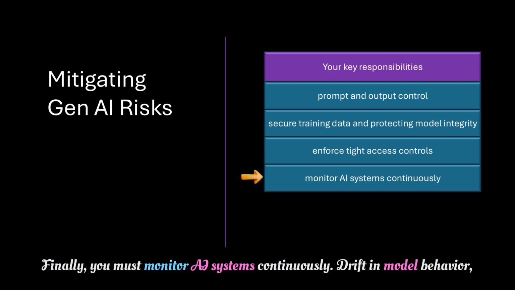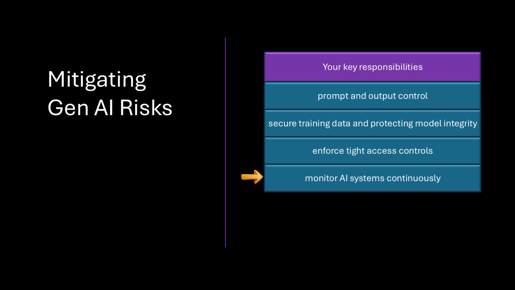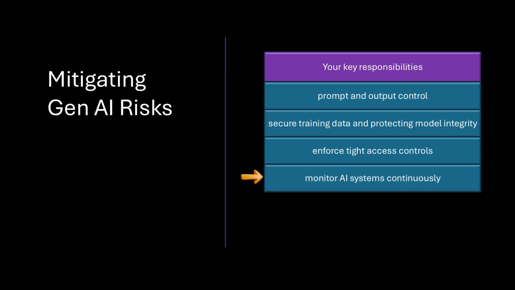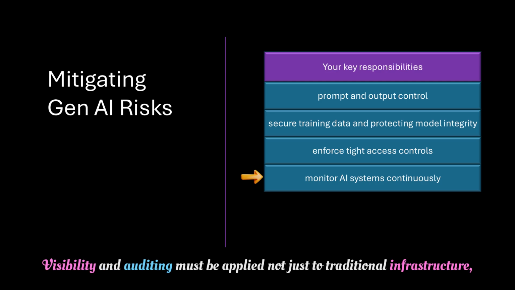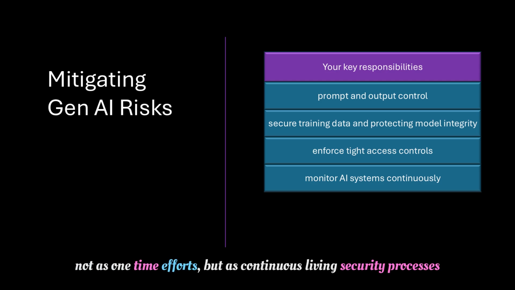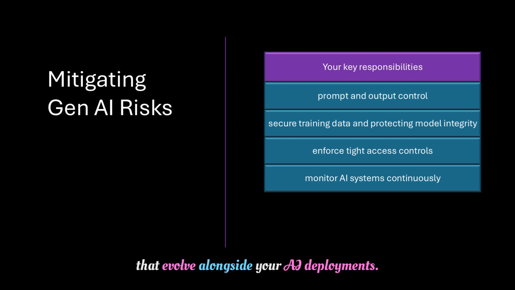Finally, you must monitor AI systems continuously. Drift in model behavior, abuse of LLM outputs, and signs of model extraction attacks must be detected in real time. Visibility and auditing must be applied not just to traditional infrastructure, but to the AI's behavior itself. As a leader, you must orchestrate all of these layers, not as one-time efforts, but as continuous living security processes that evolve alongside your AI deployments.